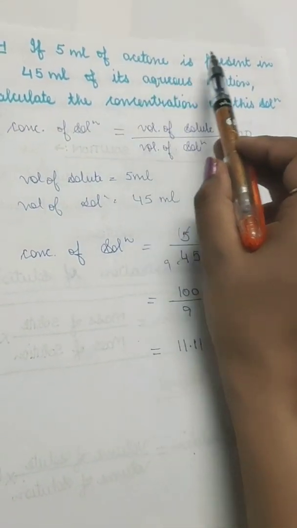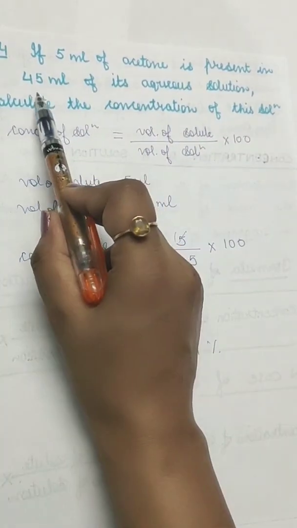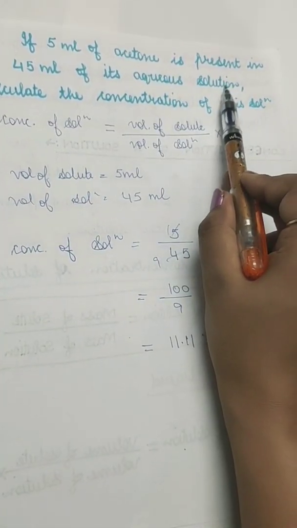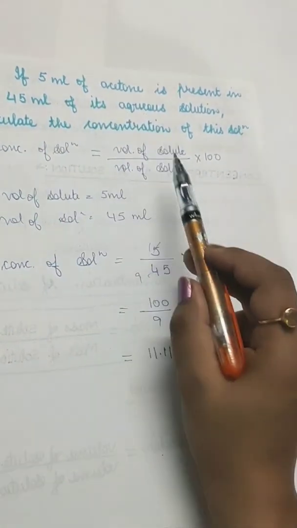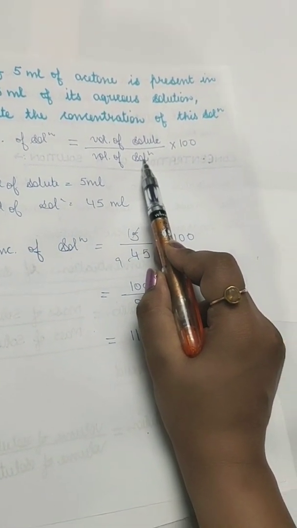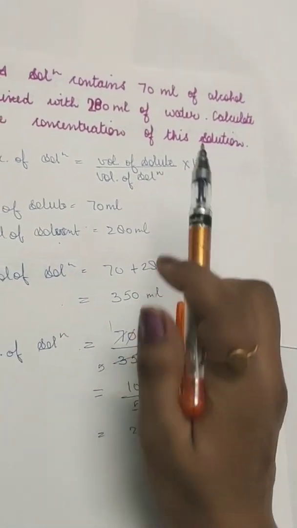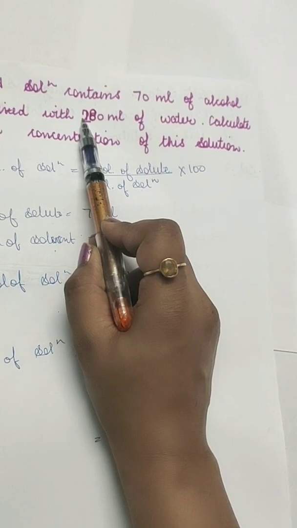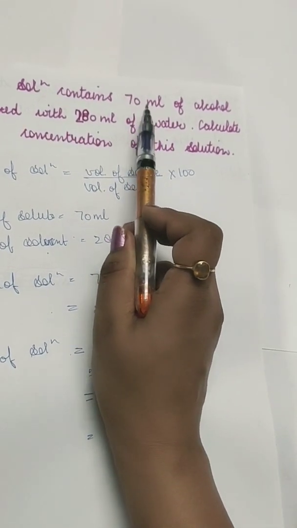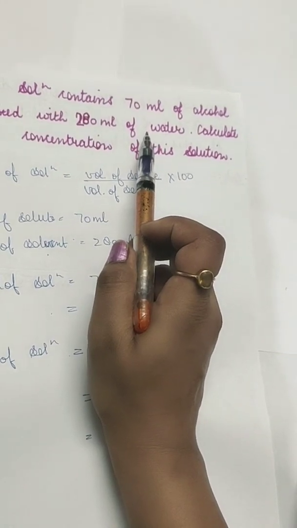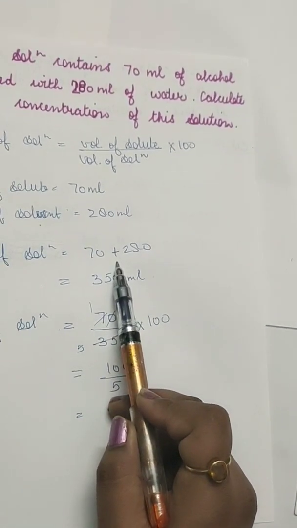When the question mentions that 5 ml of acetone is present in 45 ml of its aqueous solution, that means it's already a solution. So when we already have the solution, we don't need to add anything. But if the question says it is mixed in this amount of water, that means water is the solvent and this is the solute, so we have to make the solution, that is solute plus solvent. That is why we added here.